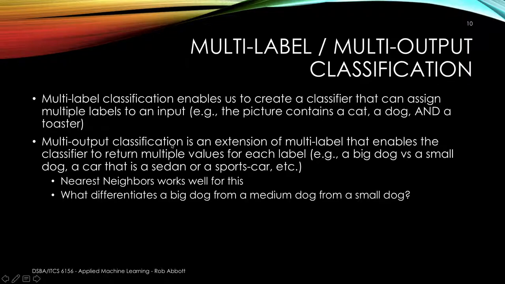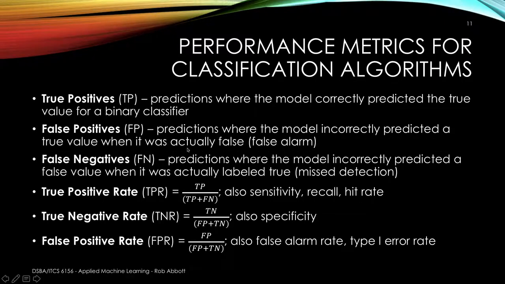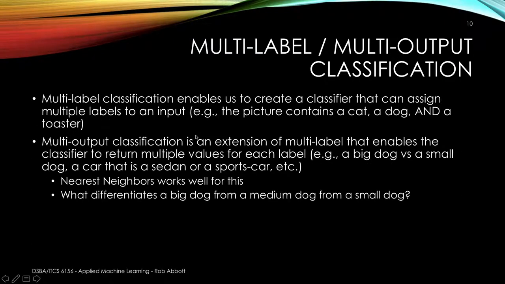Multi-output is an extension of multi-label, and we talked about this a little bit before, where I can return multiple values for each label. Big dog versus a small dog, a car that's a sedan or a sports car, and also where I've got multiple labels for the same value. Whether a shirt is red or blue, or whether a shirt is a pullover or a button up. So similar type outputs for a multi-output classifier.